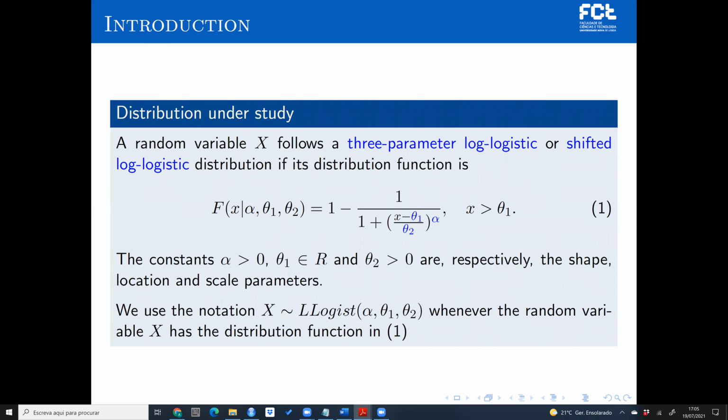So, a random variable X follows a three-parameter log logistic or a shifted log logistic distribution if its distribution function is given by this expression. The constants alpha, θ1 and θ2 are respectively the shape, location, and scale parameters. We use this notation whenever the random variable X has the distribution function in 1.